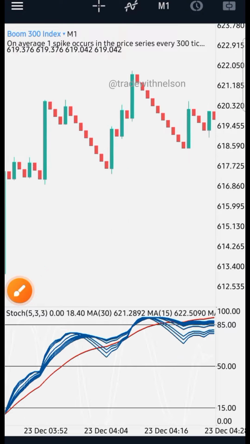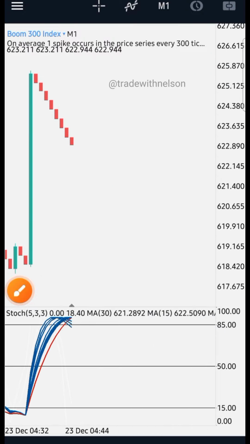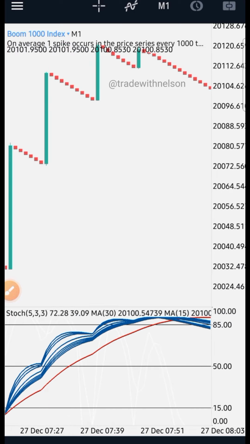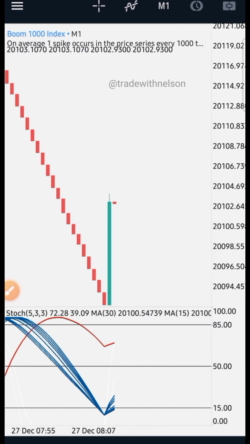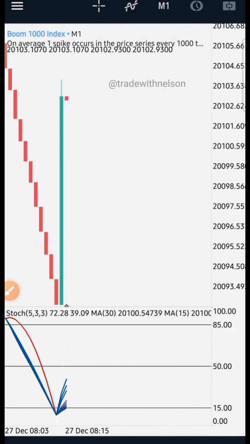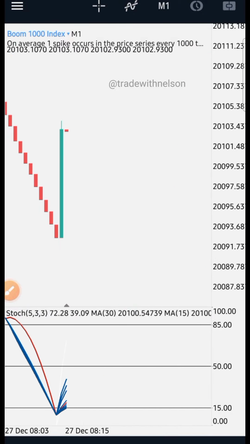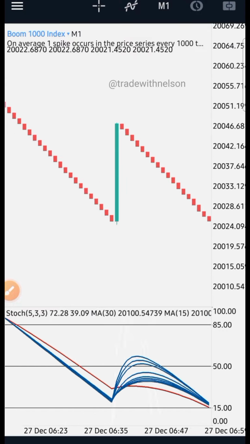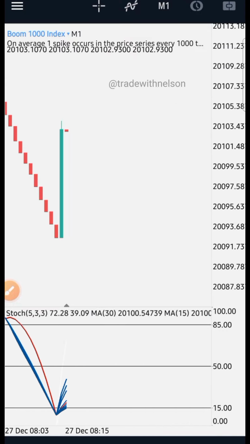One thing I want you to know is that this strategy works for all boom and crash. It works for 1500, it works for 300, and also for crash it works for everything. But for high probability, this strategy works best for boom 1000 and crash 1000, then 500. Just stick with boom 1000 and crash 1000. You get a lot of opportunities in a single day, and you can use it to make money without being stressed in this market.